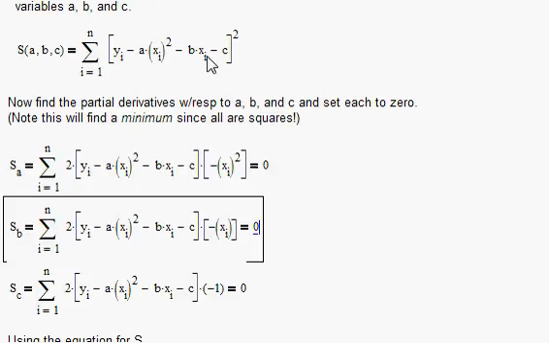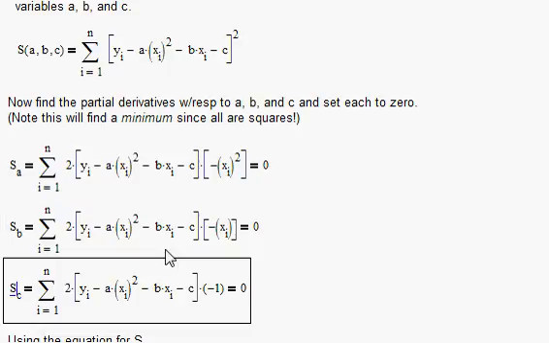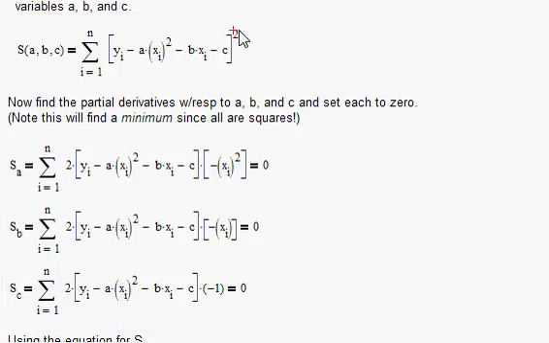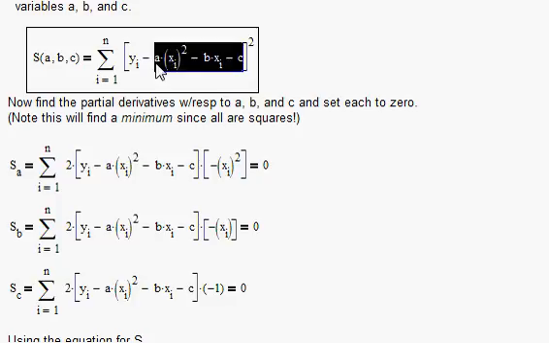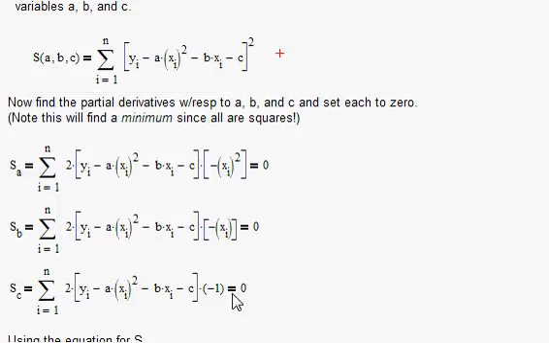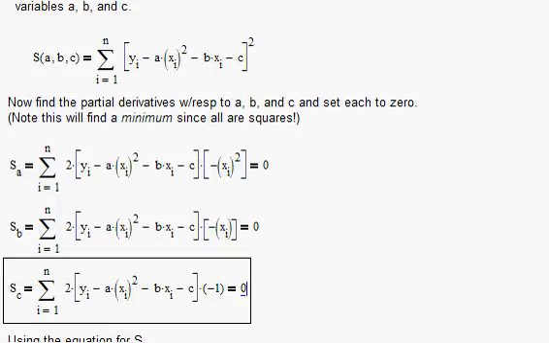And then we do the same thing with c. So the partial with respect to c, and remember all these partials have to be 0. So 2 times all this times the derivative of the inside function, which would be negative 1. And so then that also has to be 0.